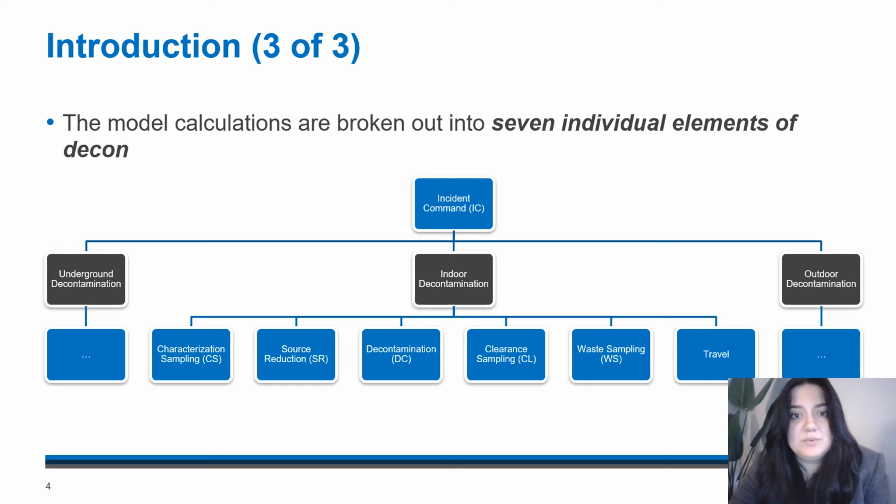Waste sampling is then required to determine the level of contamination present in the waste that will be removed from the site area and disposed of. And this information is useful to determine where waste will be disposed of and how, as certain safety measures are necessary in order to meet relevant waste acceptance criteria. And then finally, the model also considers additional costs associated with travel to and from the site area for teams associated with each element of the decon process.